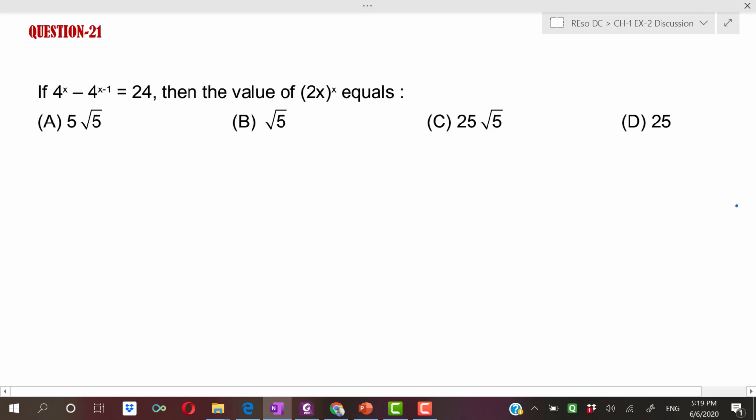So question number 20 has some error. So we will not deal with question number 20. We will deal with question number 21.